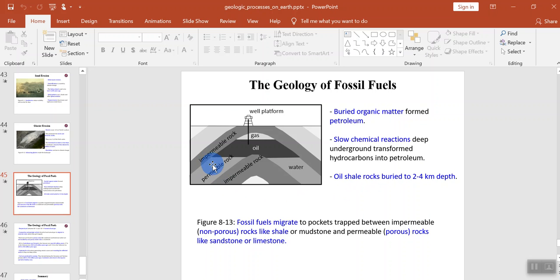Okay, so fossil fuels migrate from non-porous rocks like shale, mudstone, to porous rocks like sandstone and so on. And this is porous, this is non-porous. So it ends up in the porous one, inside the pores. Oil and gas.